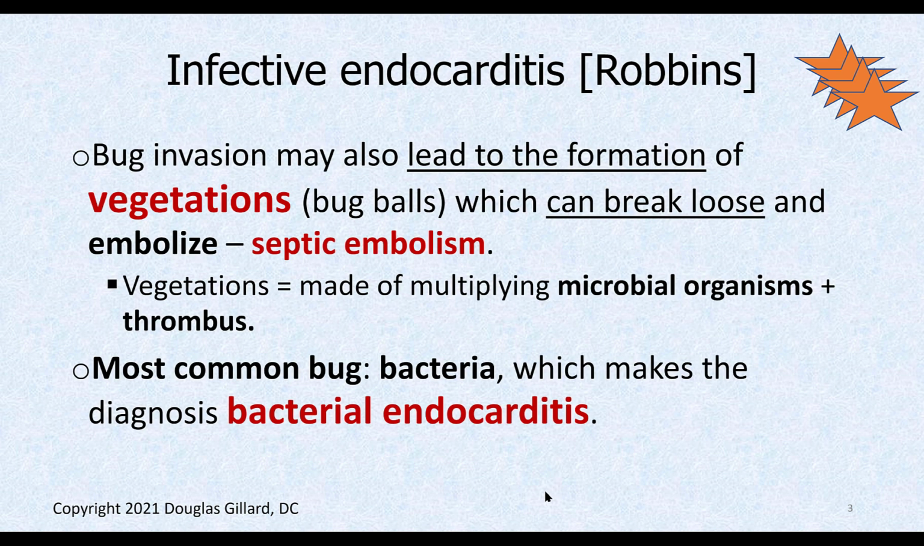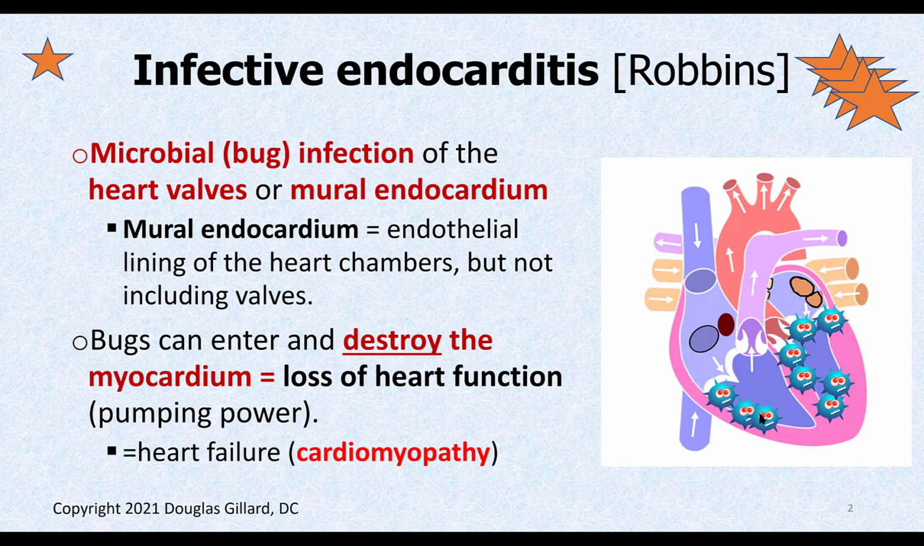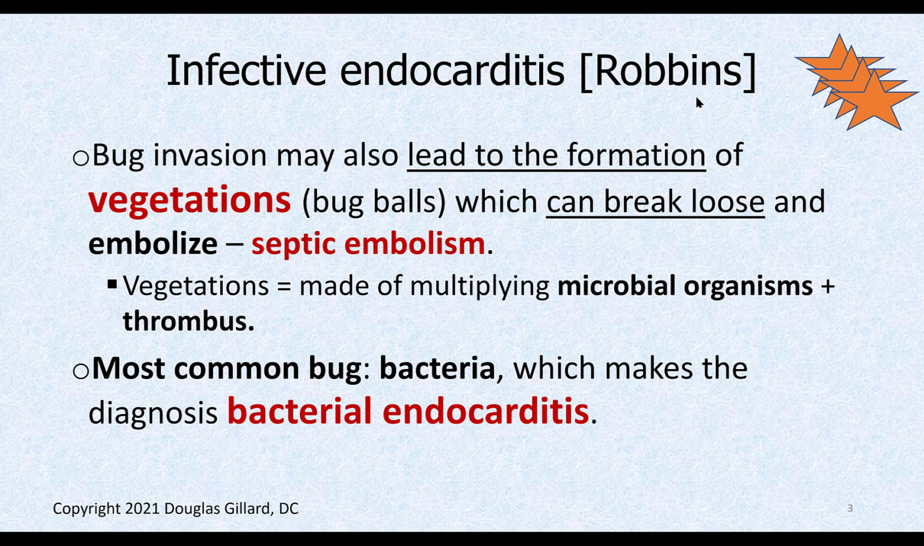Another problem is the bugs can lead to vegetations. There's another new word for you, vegetations. These vegetations can break loose and cause embolisms, septic embolisms. Just picture, let's say, this one right here. If this group of them gets big enough, it can break loose and become an embolism, and it can get shot up here and go up into the brain and cause a stroke. Or it can go back in the coronary artery and cause a myocardial infarction. It can go anywhere. Those are called septic embolisms. They're made of bugs, right?